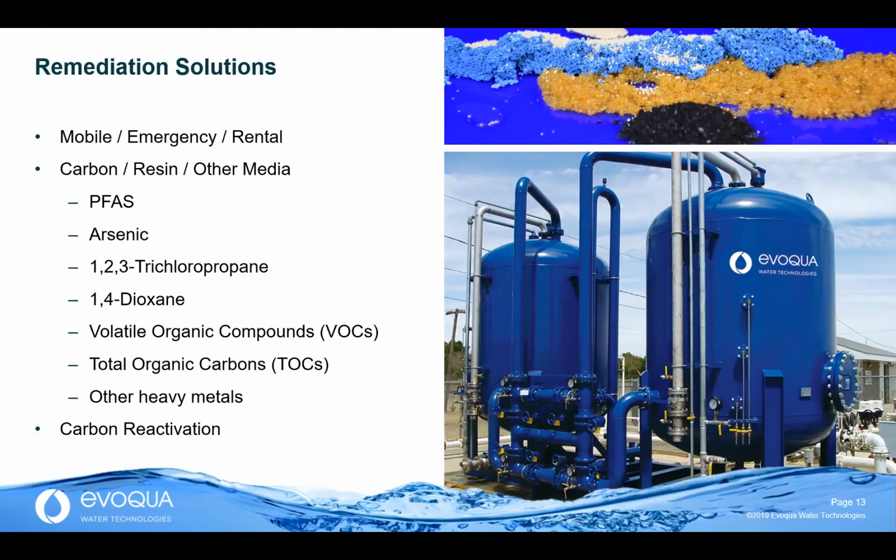So they're capable of treating for PFAS, for arsenic, for trichloropropane, though not particularly for dioxane. Carbon or resin is not very effective at complete removal of dioxane. Usually some type of AOP, advanced oxidation process, is used. However, these types of vessels can be used for VOC and TOC removal, and they can also be filled with other medias for heavy metals. They can be used for removal of more benign metals, maybe such as iron and manganese.